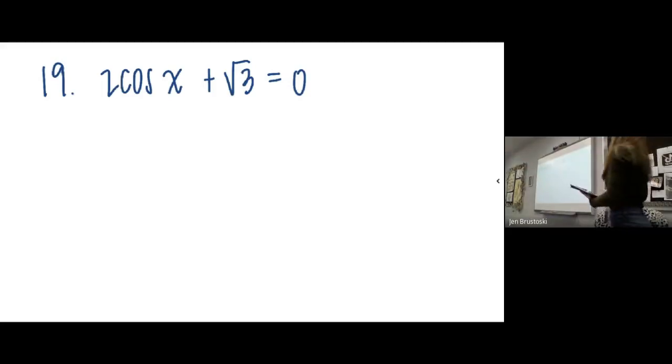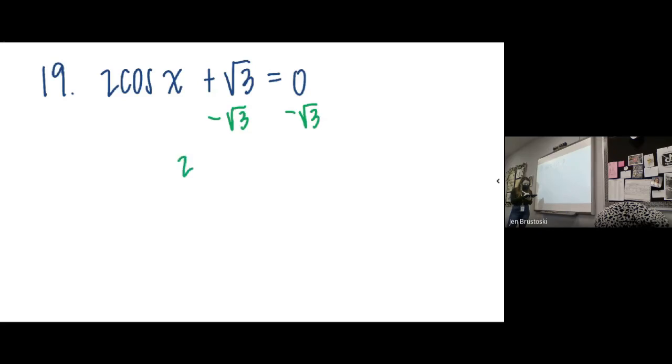So for 19, what you want to do, and this is actually a good intro problem for us, is first subtract radical 3 from both sides and divide by 2. Divide by 2, we get cosine x equals negative radical 3 over 2.